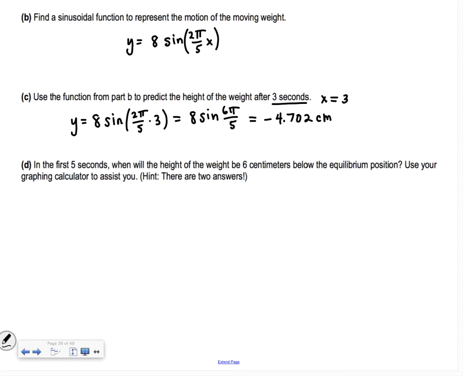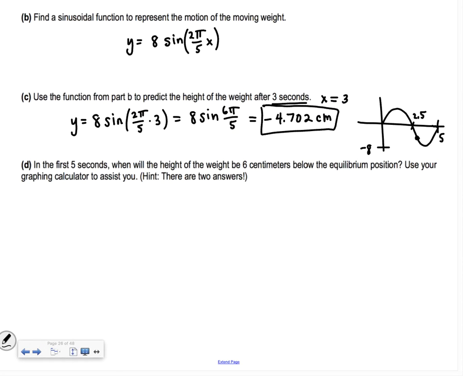So what this means is that we're below, right? So we had the graph like this, and at 5 we crossed. So that means at 2.5 we were right here. So it makes sense that after 3 seconds we would be somewhere below, but not quite to negative 8 yet, right? All right.